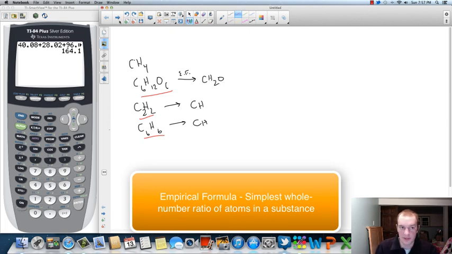It is very possible for the empirical formula to be the same as the molecular formula, such as in CH4 right here, which is methane. Natural gas, major component of natural gas. Can't get any more simple than CH4, and it happens to be the actual molecule. Let's talk about some calculations.